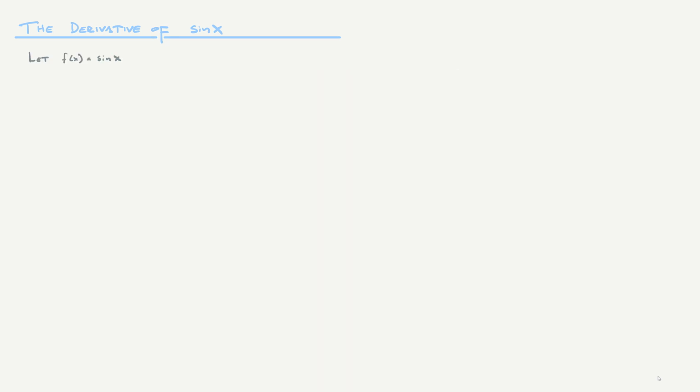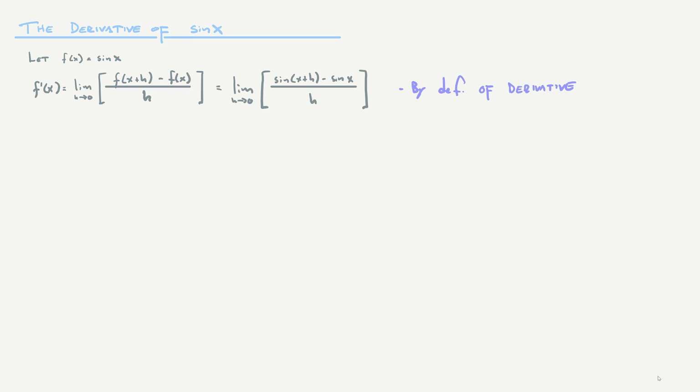So we're going to let f of x be equal to the sine of x, and we want to find f prime, so that means I'm using the limit definition of a derivative. The limit as h approaches 0 of the sine of x plus h minus the sine of x divided by h is where we're going to begin this whole endeavor.